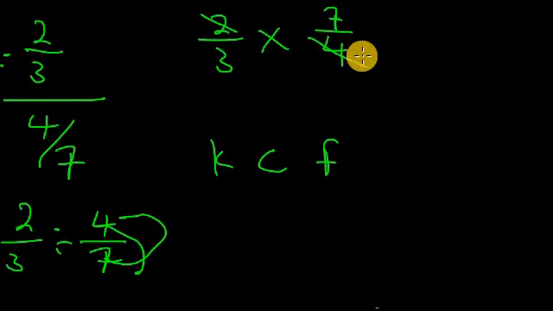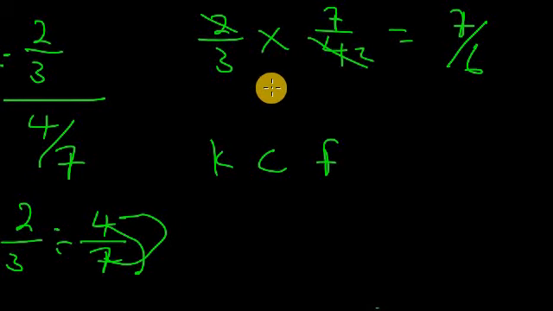Turns out that 2 can cancel out, and I'm going to be left with 7 by 6. By the time I multiply 3 by the 2, I'm left with this. That is the final answer.